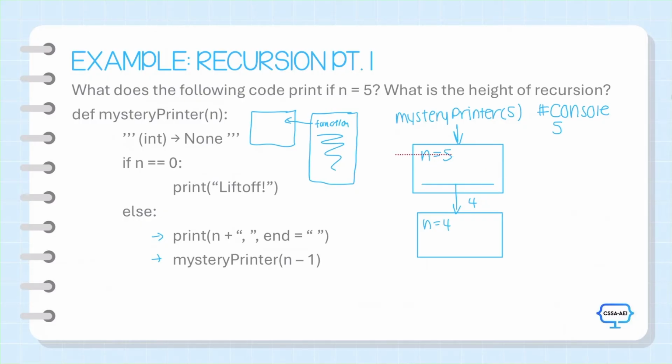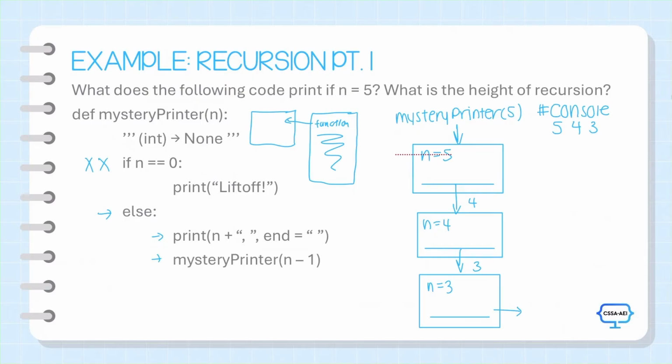I may run out of space though. When n is 4, n is not equal to 0 yet, so we can't go into that if statement. We'll have to go into else. So we'll print out 4 again, and then we'll call mystery printer n minus 1. So then we'll pass it 3. Now n equals 3. It still doesn't satisfy that condition, so we'll print out 3, and we'll call mystery printer n minus 1, which is mystery printer 2.